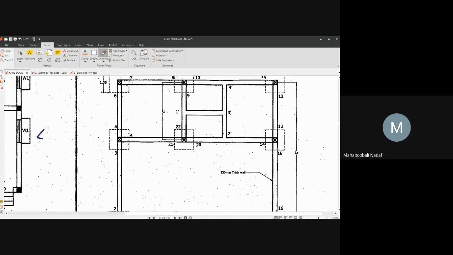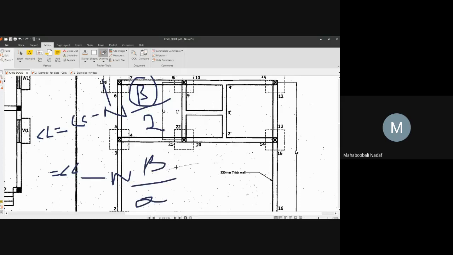How do we write the corrected center to center length? Original center to center length minus n into b by 2. So what is n here? Number of junctions. And what is b? Width of that item, not the wall, the width of that item. Now here it will be corrected like this: center to center minus n into b by 2, and again minus n into b by 2.